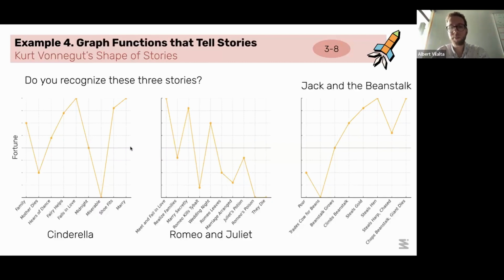Let me show you the answer. Number 1 was Cinderella, number 2 is Romeo and Juliet, and number 3 is Jack and the Beanstalk. This is my interpretation of the story. I plotted them, I gave them values. Of course, this could be improved and discussed. You can see all these little parts of the story, but since we don't have that much time, I think we can see it here, right?